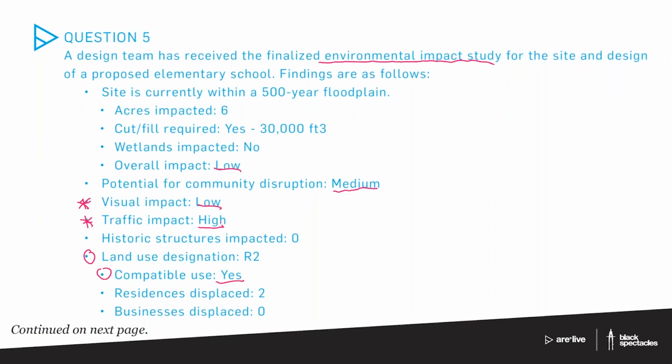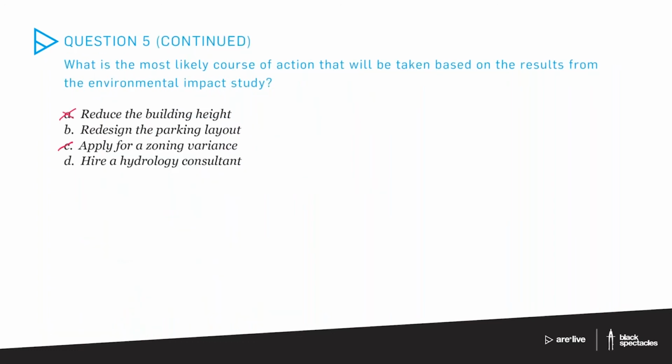So I would say right there that, at least in terms of use regulations, this project complies with zoning and therefore would not be a good candidate to apply for a variance for. So I think choice C is probably incorrect.